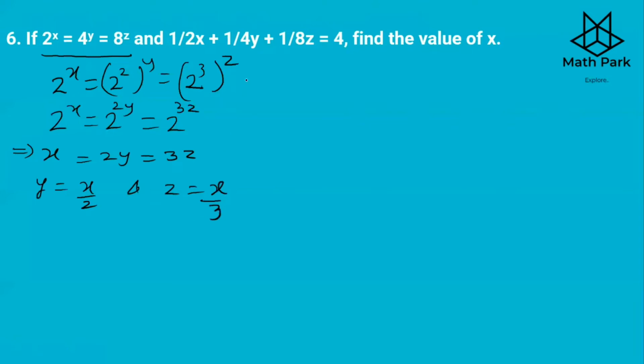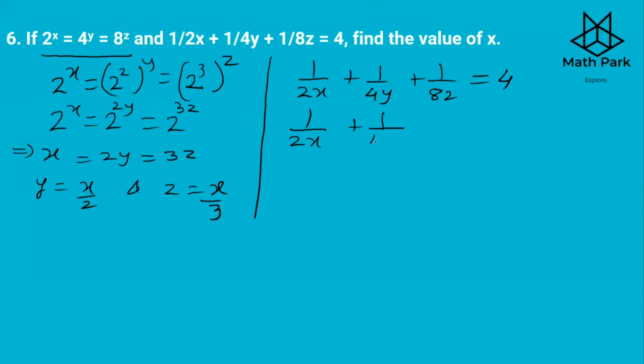Got it? Now we are given this 1 upon 2x and all. So let us simplify this part. So we have 1 upon 2x plus 1 upon 4y plus 1 upon 8z is equal to 4. So let us substitute these values. x remains x, so we'll get the equation in one variable. So 2x, let it be here. Y value is x upon 2, so 4 into x upon 2, plus z value is x upon 3, so plus 8 into x upon 3 is equal to 4.